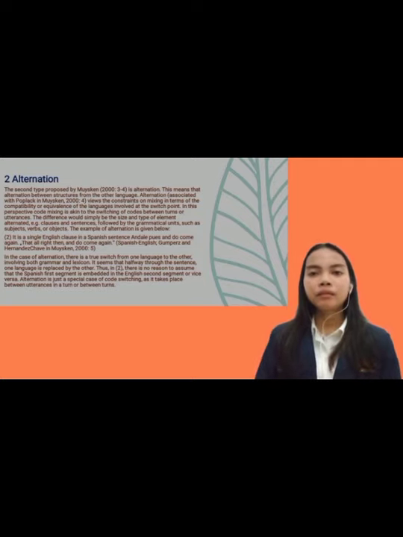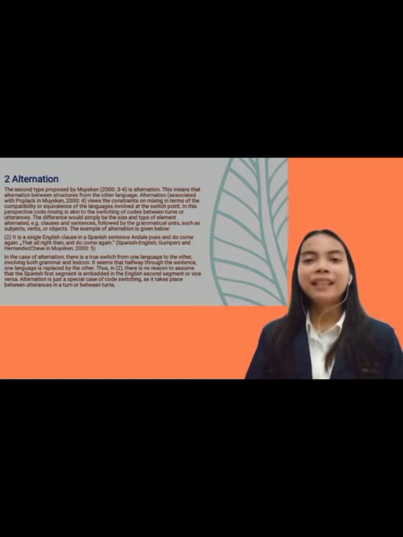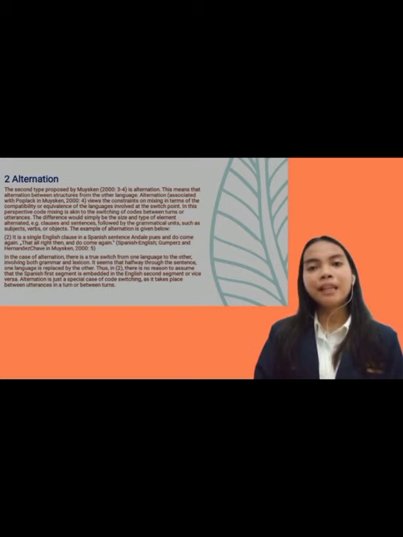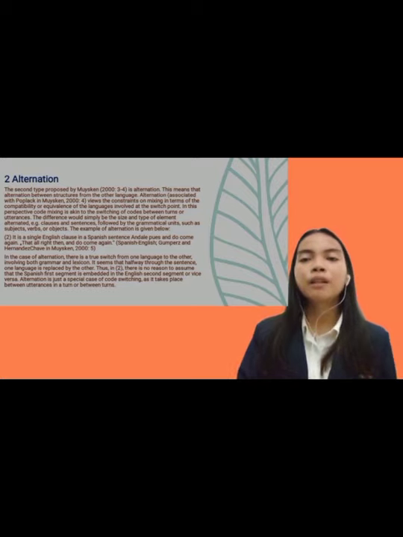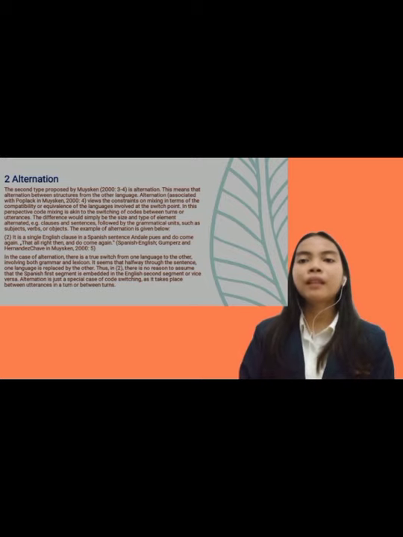In the case of alternation, there is a true switch from one language to the other, involving both grammar and lexicon. It seems that halfway through the sentence, one language is replaced by the other. Thus, there is no reason to assume that the Spanish first segment is embedded in the English second segment or vice versa.